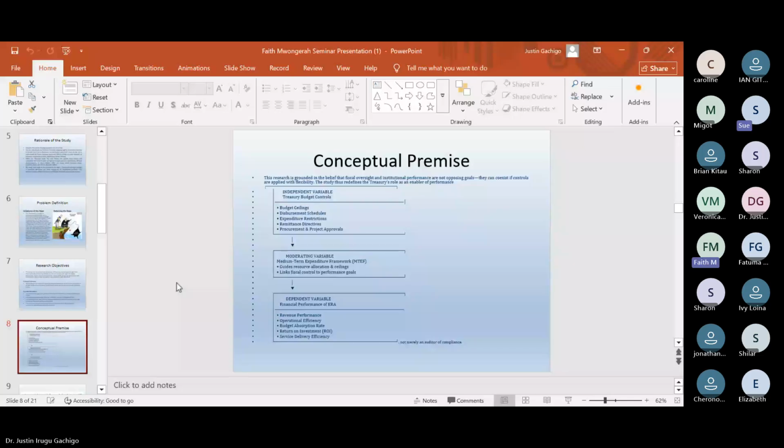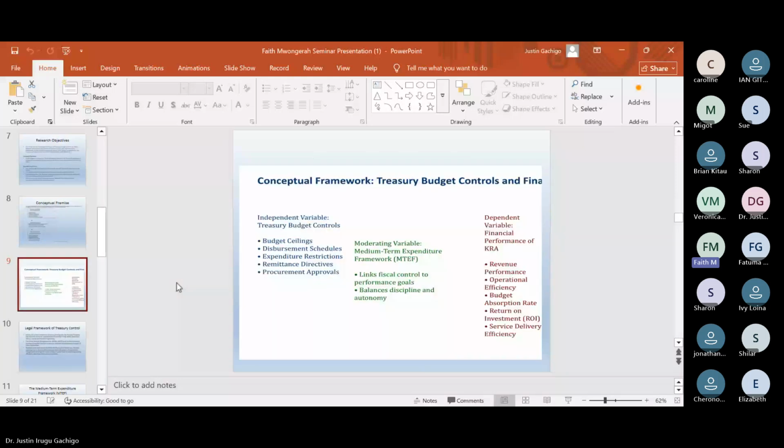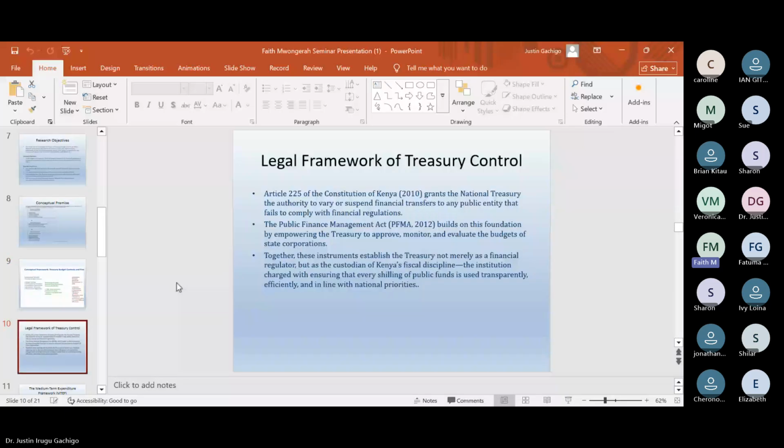The other slide is a continuation, a further explanation of what I've presented earlier. And the next slide is the legal framework of the treasury control, where Treasury derives its mandate to control the state corporations. It is based on Article 225 of the Constitution and the PFM Act, which have mandated them to control the budget or the spending of the state corporations.